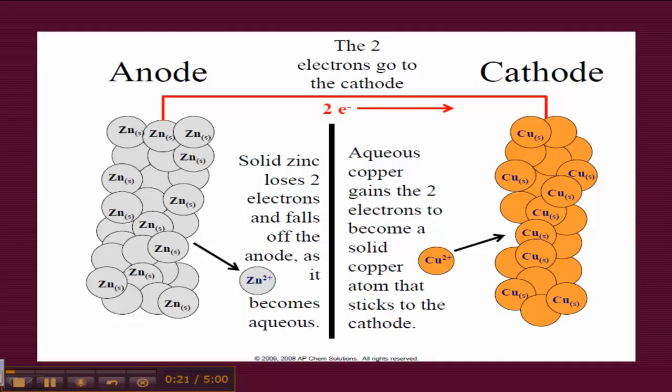Okay, so your zinc metal is going to lose 2 electrons as a solid zinc atom becomes aqueous zinc plus 2. Those electrons are going to travel to the anode through the wire and into the copper cathode. The electrons arrive at the copper electrode. Your copper 2 ion in solution is going to accept them and turn into a solid copper atom that's going to plate on the cathode. As this reaction continues, remember the mass of the anode is decreasing and the mass of the cathode is increasing.